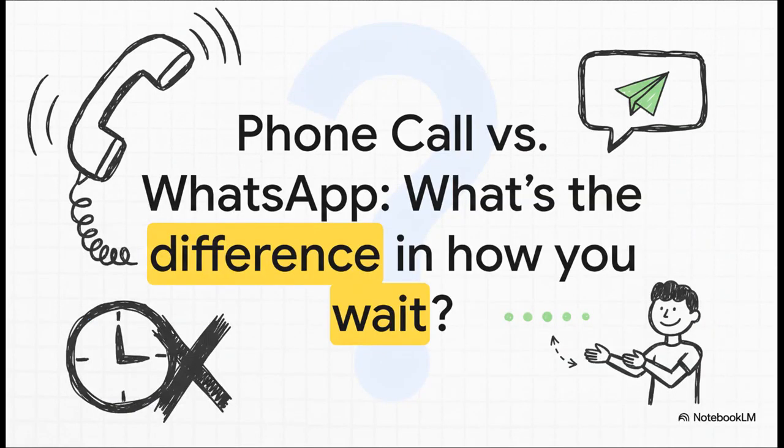So let's really lean into this idea. A phone call versus a WhatsApp message. Yeah, they're both ways to communicate, obviously, but the key difference, the thing that matters for us, is all about how you wait. Or maybe more importantly, how you don't have to.